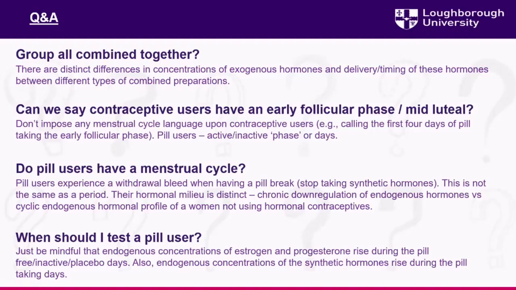When should I test a pill user? I would just say be mindful that endogenous concentrations of these hormones rise during the pill-free interval. So your endogenous levels of natural estrogen and progesterone begin to rise towards the end of a pill-free interval, for example. Also, the concentrations of those synthetic hormones rise during the pill-taking phase. So once you've been taking that pill for 14, 15 days, your levels of those synthetic hormones are going to be a little bit higher than they are at days 1 to 2 of taking those pills.